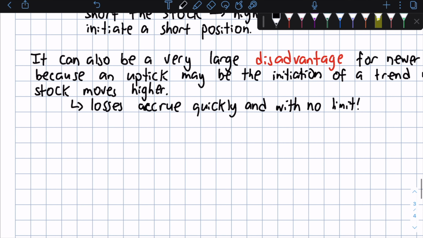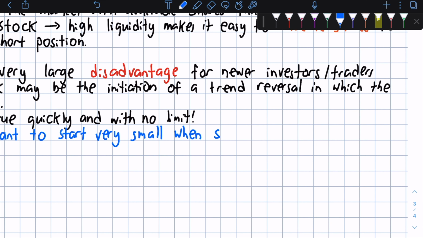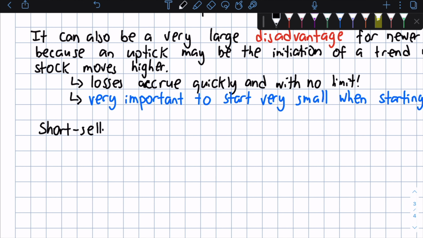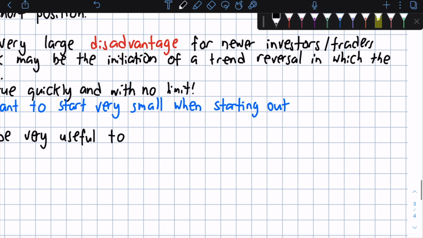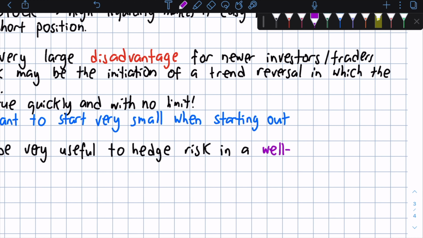Losses accrue quickly and with no limit, so again it's very important to start small when starting out and to always have your stop loss in place. But nowadays that doesn't really matter anyway because we don't have that rule anymore.